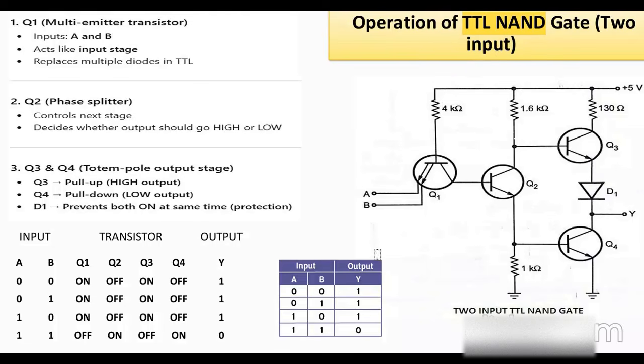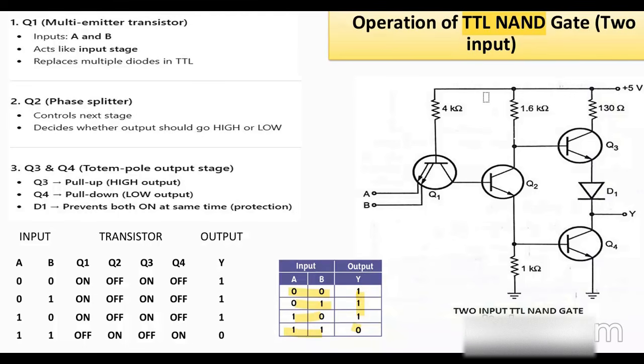Before starting the explanation, you should know what is the truth table of NAND gate. This truth table is in front of you. If there are two inputs, A and B, 0 0 के लिए क्या होता है, 1 होता है. 0 1 के लिए 1, 1 0 के लिए 1 and 1 1 के लिए 0. Means if any one of the input is 0, your output is 1. So this is the NAND gate.